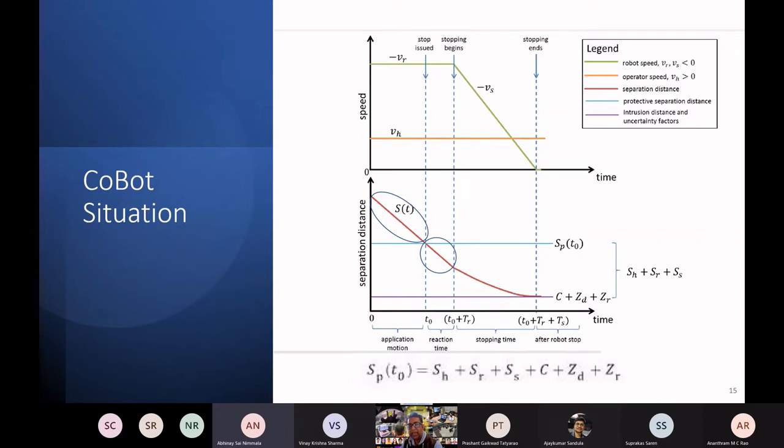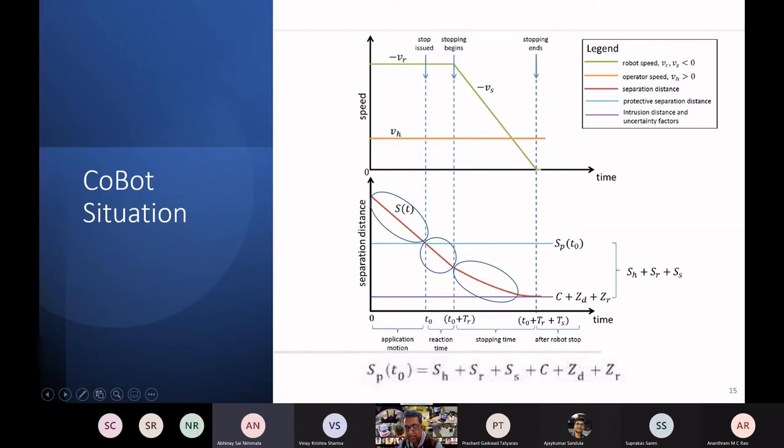And then the robot knows that now it has to stop. So the slope of this line has decreased, but the separation distance is still reducing because the robot is still moving. And at this point, the robot actually stops movement. We have to make sure that this distance is equal to C plus ZD plus ZR, which is the minimum intrusion distance that is allowed, including the uncertainty in movements of the robotic arm and the human operator.